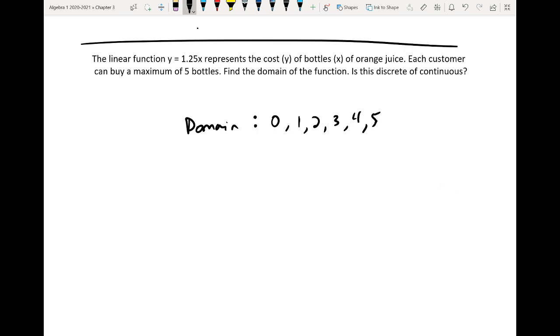So there's your domain. However, we have to figure out, is this going to be discrete, or is it going to be continuous? The reason it's going to be discrete is because whole values are required. Again, we can't buy partial orange juice bottles. It's kind of weird.